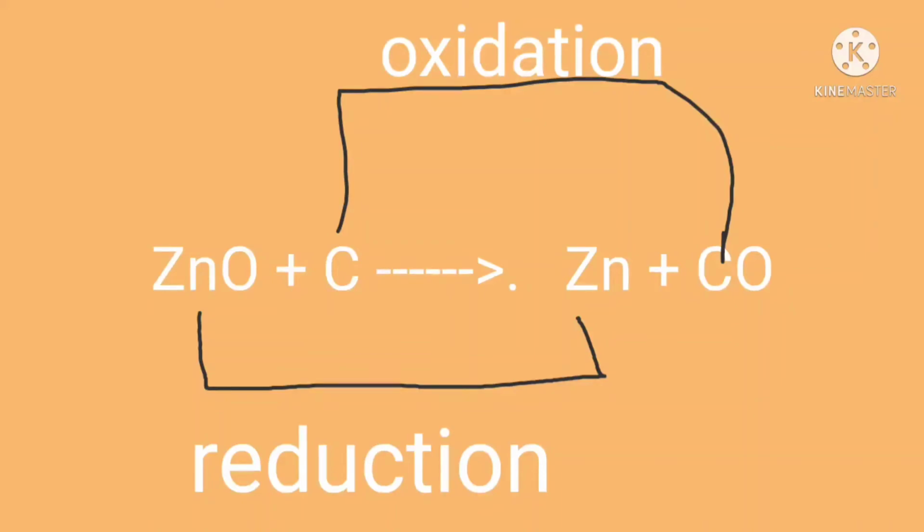Let us consider another example. ZnO plus C, that is zinc oxide plus carbon, gives zinc Zn plus carbon monoxide CO. In this reaction, zinc oxide loses oxygen and gets reduced, because if a substance loses oxygen during a reaction, it gets reduced. And carbon is oxidized to CO, carbon monoxide.